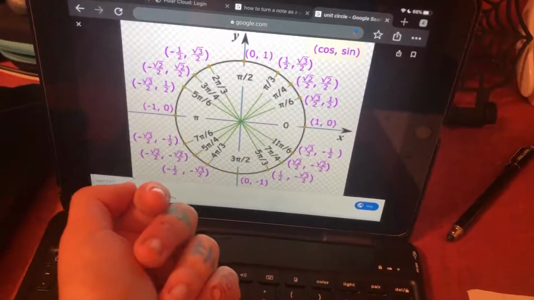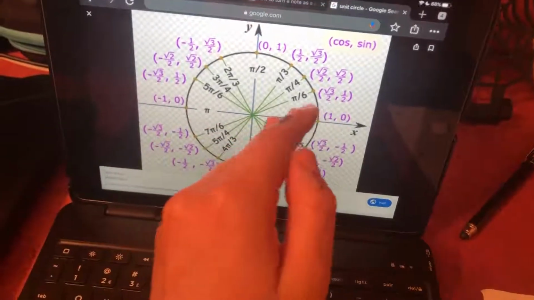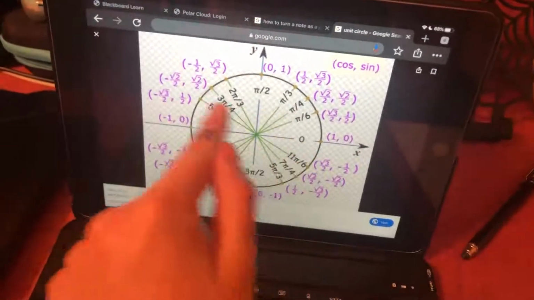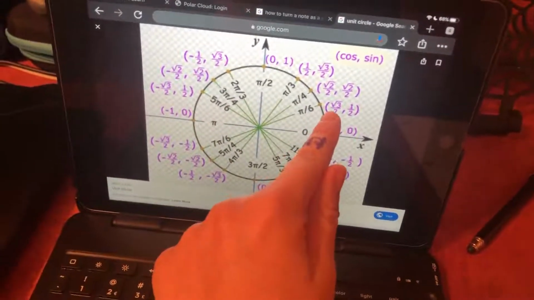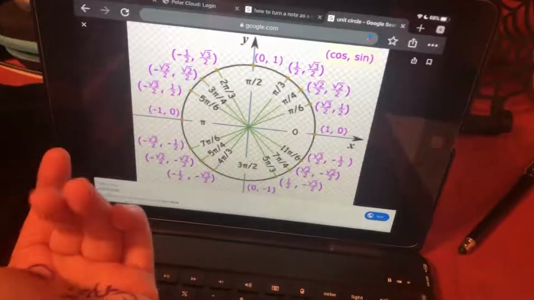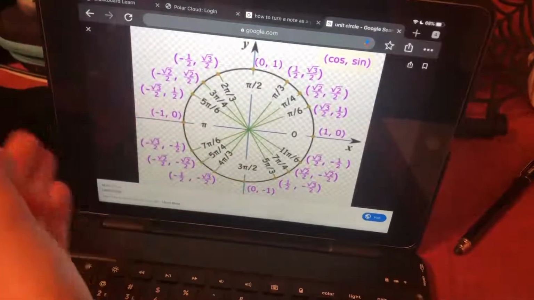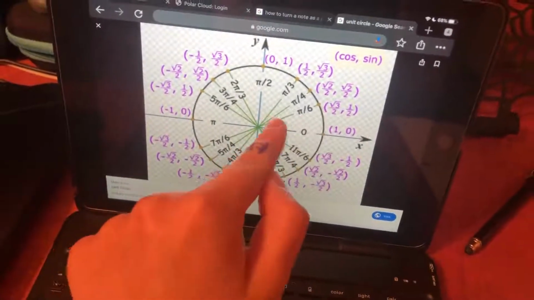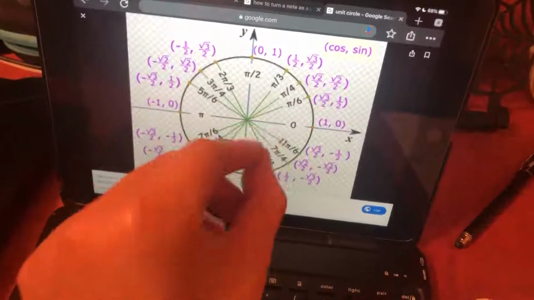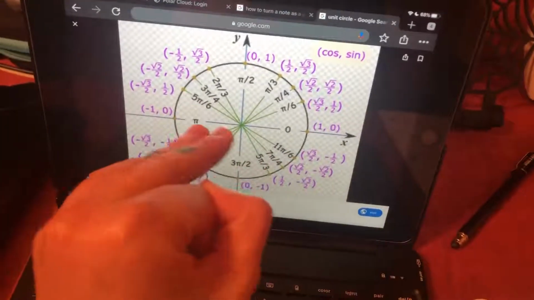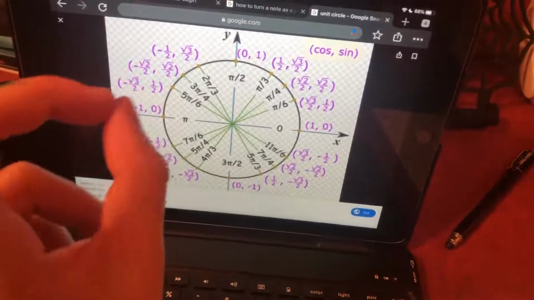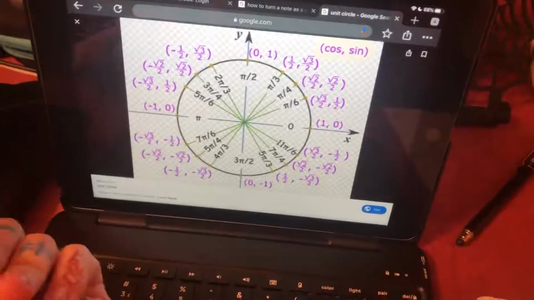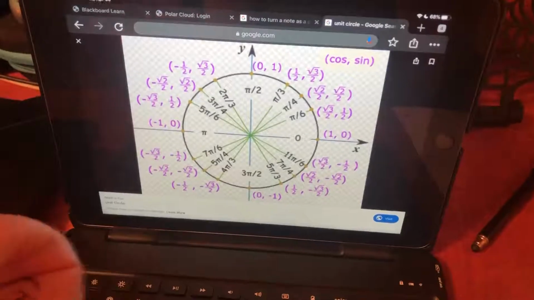Another thing that's really cool is that anything with the reference angles that has the same denominator will have the same coordinates, except you have to consider what is negative and what's positive. For instance, pi over 6 is going to be square root of 3 over 2, comma, 1 over 2, while 5 pi over 6 is going to be negative square root of 3 over 2, comma, 1 over 2.